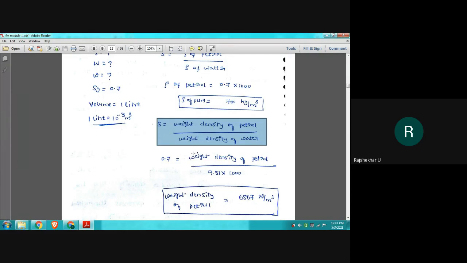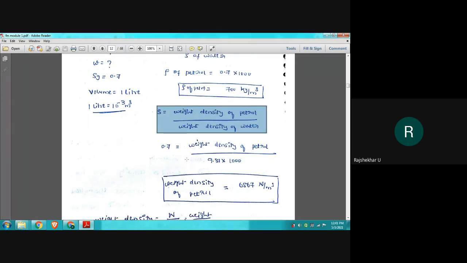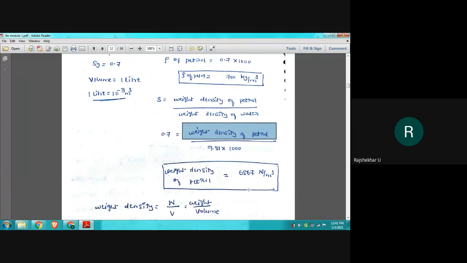From mass, if you want to obtain weight, multiply by 9.81, the acceleration due to gravity. We don't know the weight density of petrol, but we know the density of water. If I multiply that density by 9.81, I'll get the weight density. Then again, by cross multiplication, I will get the weight density of petrol. It is calculated as 6,867 newton per meter cube.